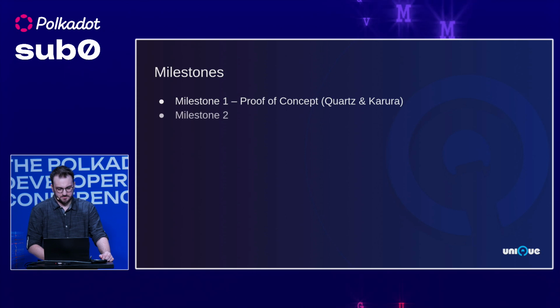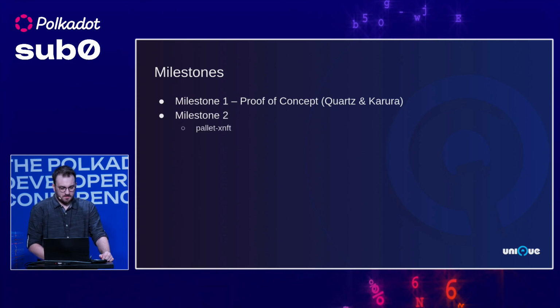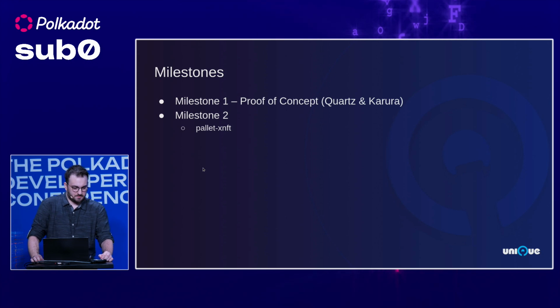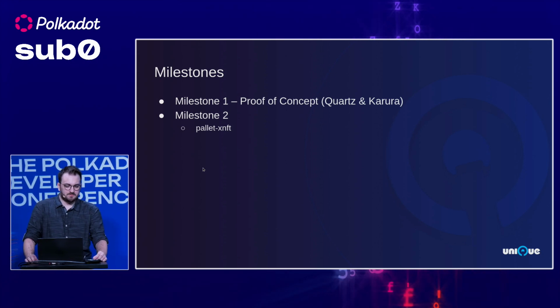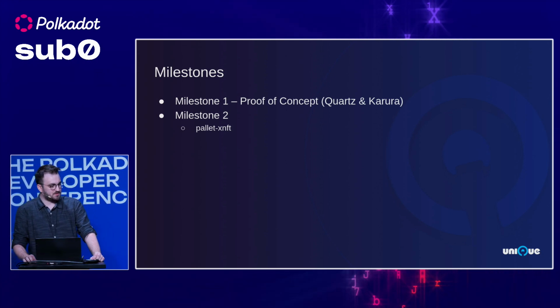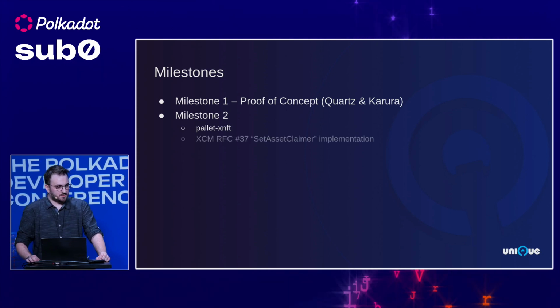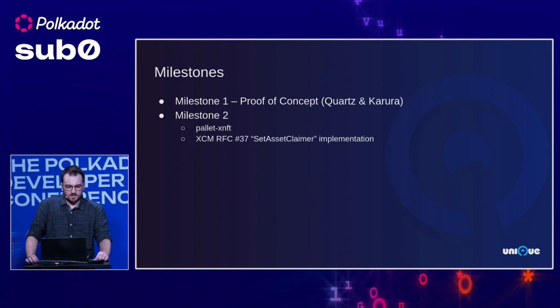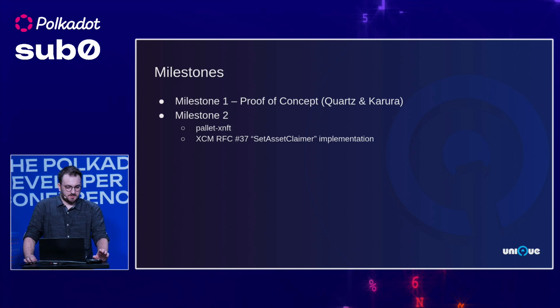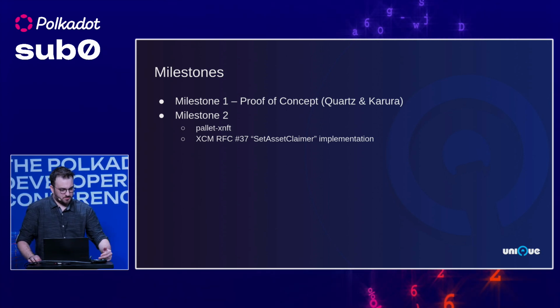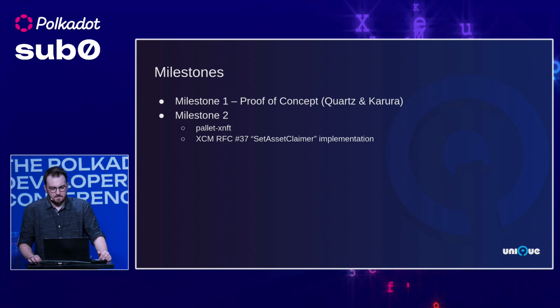So milestone 2. The main thing we will deliver is the XNFT pallet that implements the NFT XCM asset transactor and several other things. Also, we authored RFC number 37 about custom asset claimers. It is already accepted, so now we want to implement it. I will elaborate on why it is important for XCM NFT a bit later.